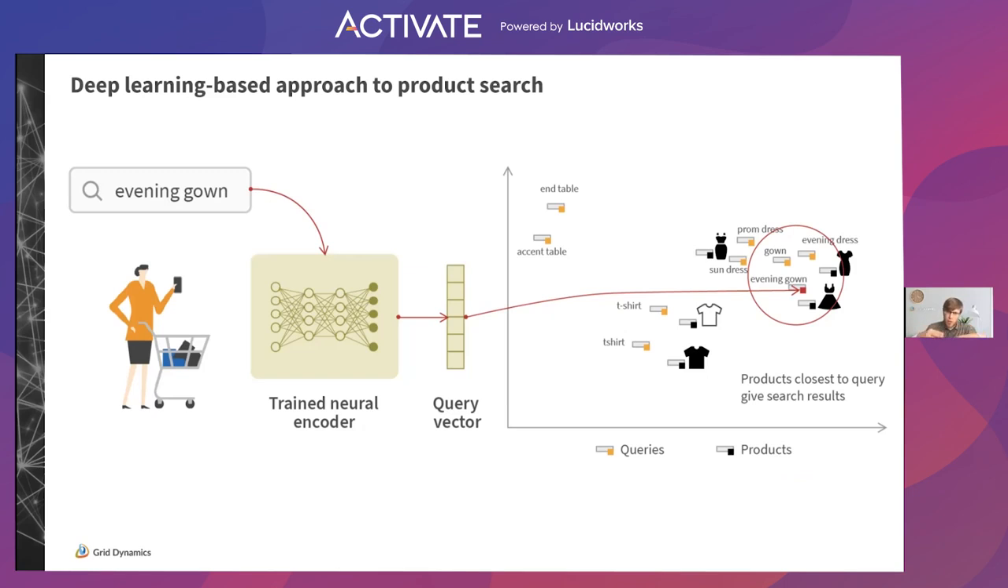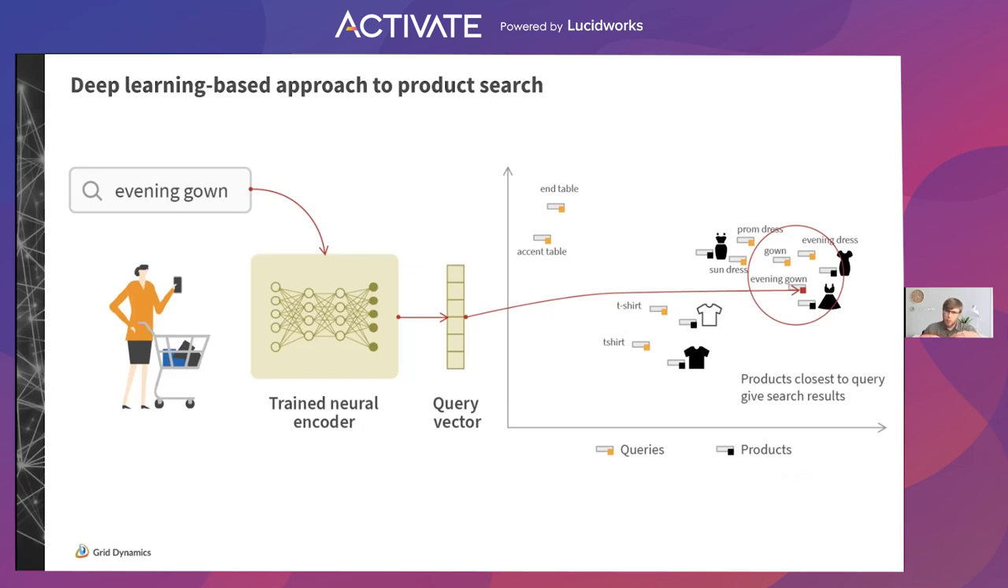And the specialty for this network is that the products which will be neighbors to each other will be similar to each other. And the neighbors of the search query will get the relevant product itself.